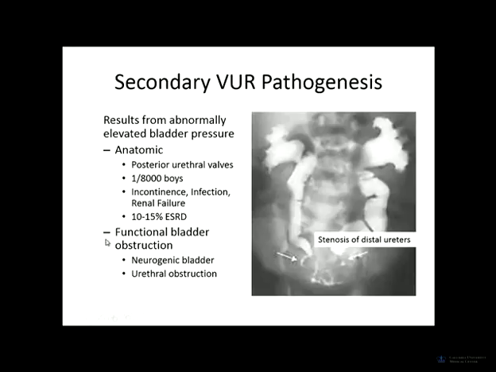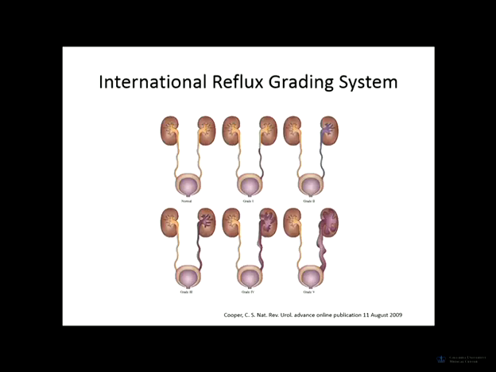And then there is also functional bladder obstruction, where at the level of the bladder, in the case of neurogenic bladder, where it doesn't empty fully, or in the case of enlarged prostate, the urethra itself is obstructed, and that leads to backward pressure on the upper urinary system. And there is a grading system where basically on the left you have a normal kidney and ureter, and on the right, depending on how severe the obstruction is down here, hydroureter and hydronephrosis. And the higher the grade, the greater likelihood of end-stage renal disease.